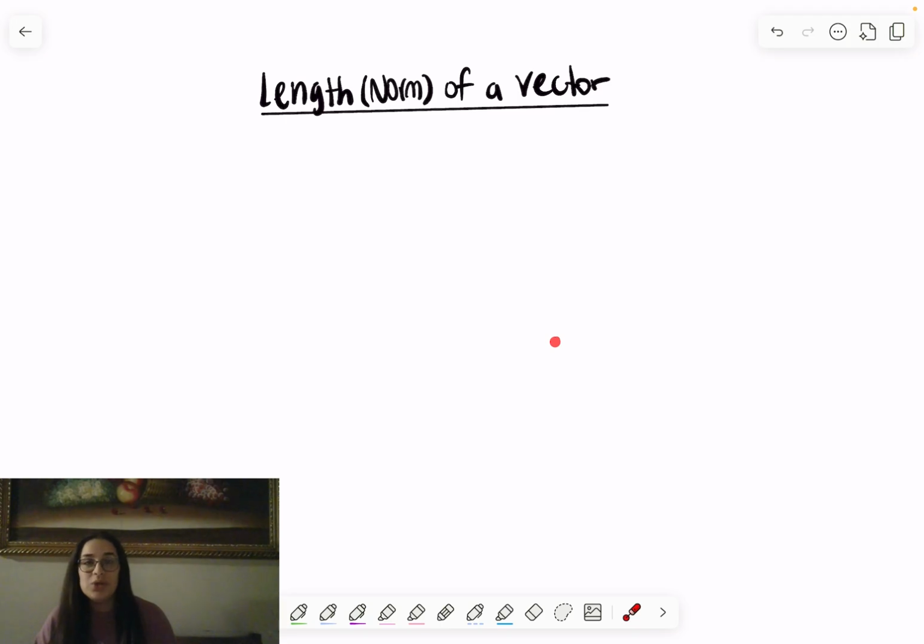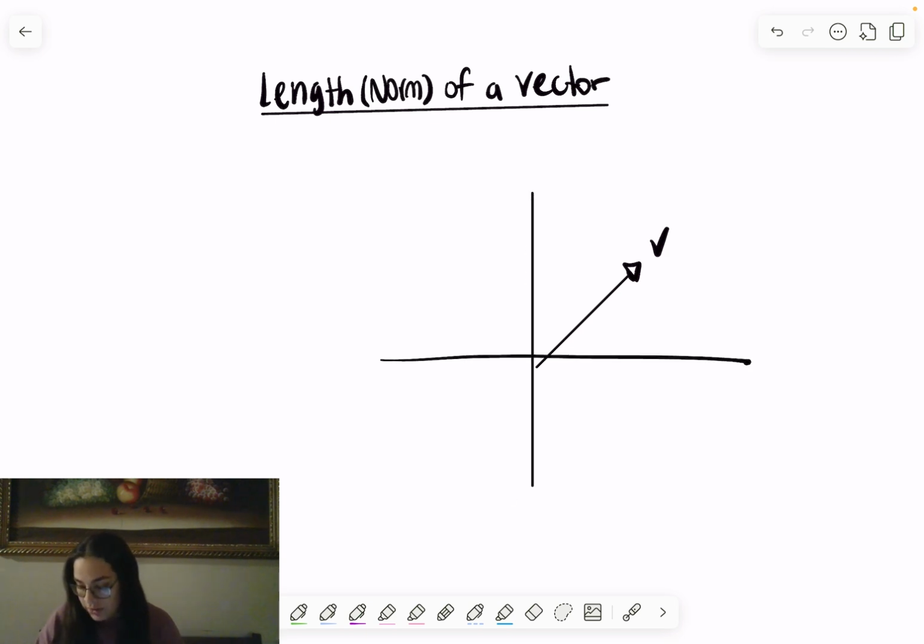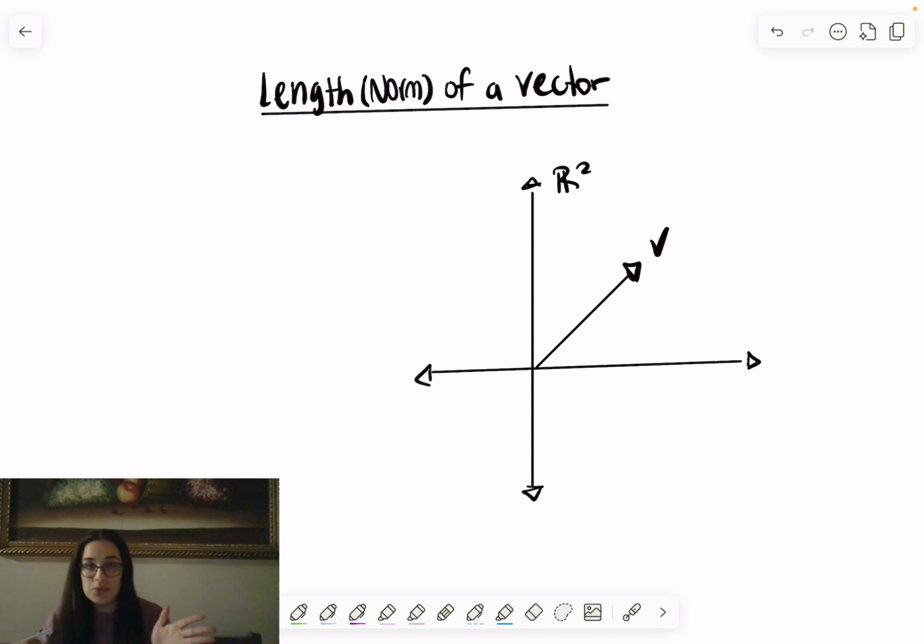In this video, I'm going to show you how to find the length or the norm of a vector. First, I want to teach you how to derive the formula and make sense of it. The way you can do this on any exam, if you forget the formula, is to just draw a vector. Literally just draw a line like this. Label it vector v, whatever you want to call it, and then draw your coordinate plane in R2, the two-dimensional space of all the numbers.